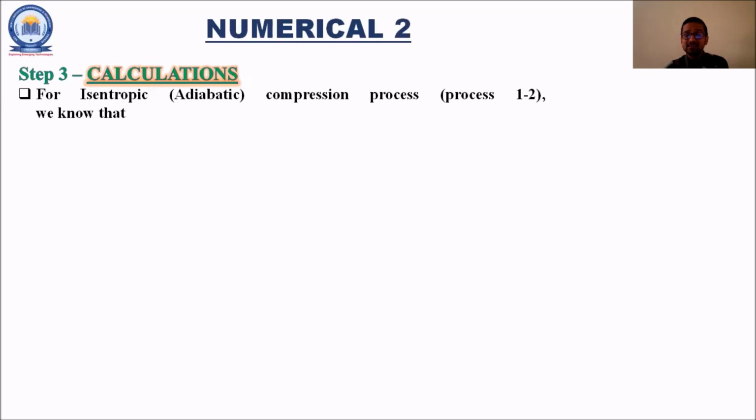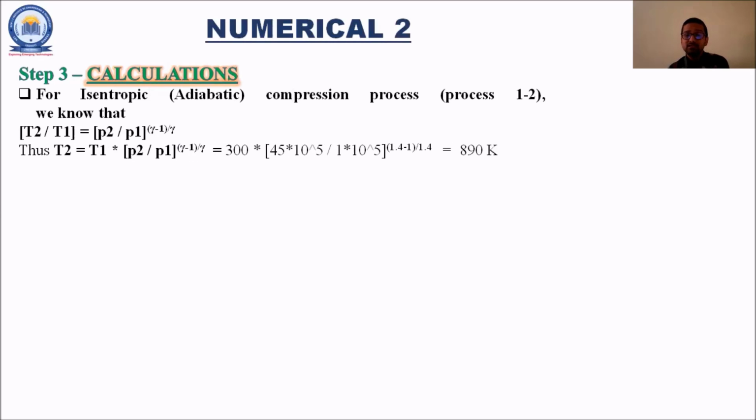Firstly, we are considering the isentropic adiabatic compression process, that is process 1 to 2. We know the relation between temperature and pressure. So T2 by T1 is equal to P2 by P1 raised to gamma minus 1 divided by gamma. So we need to calculate the value of T2. So T2 is equal to T1 into P2 by P1 raised to gamma minus 1 divided by gamma. Substituting these values from the given data, I am getting the answer of T2, that is 890 Kelvin. Remember friends, for every numerical value, we need to compulsorily mention its unit in the SI system.